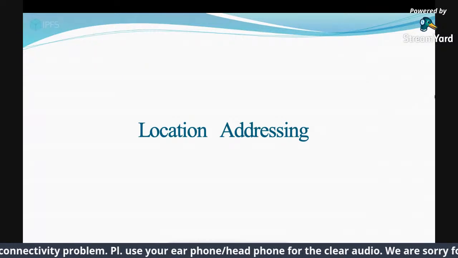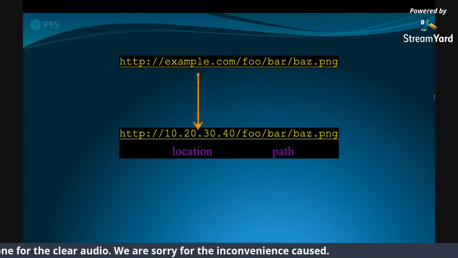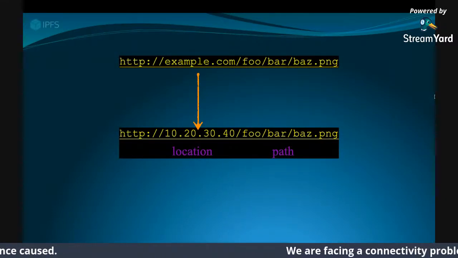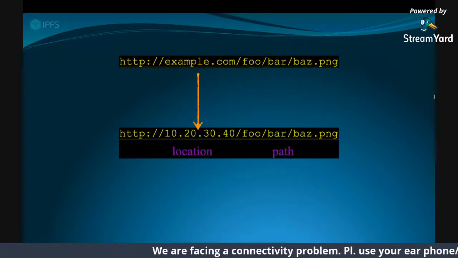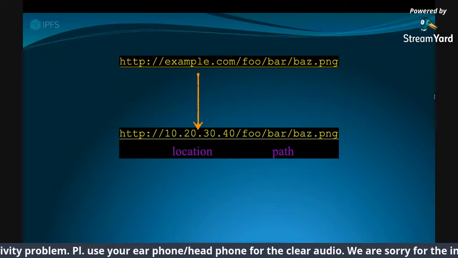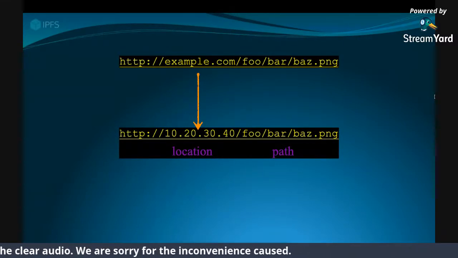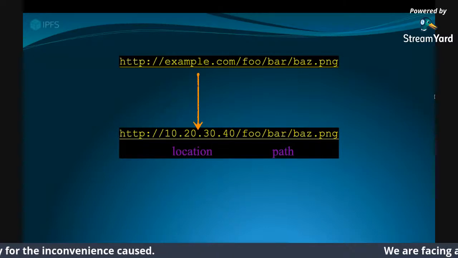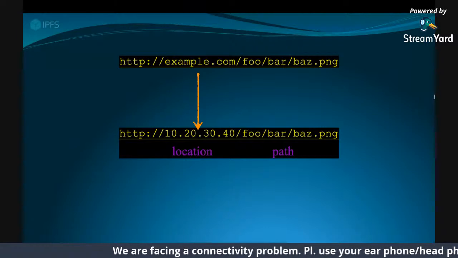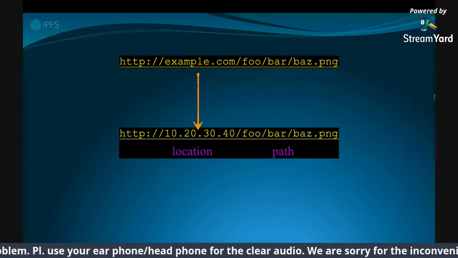So this is location based addressing. I will tell what location based addressing is and how the location helps. Whenever we type example.com, say I need a file called baz.png from the website example.com. Internally it will call 10.20.30.40, which is the IP address. It will go to this address and download the file.